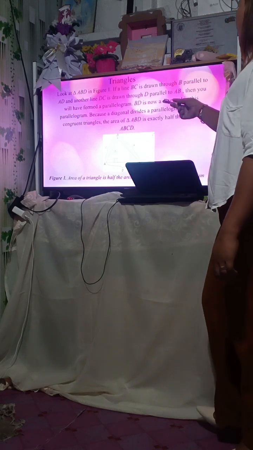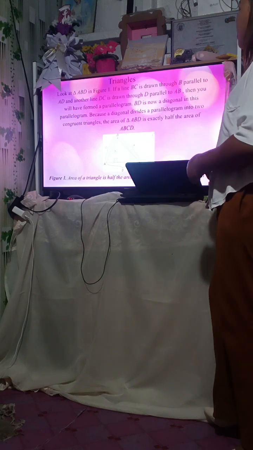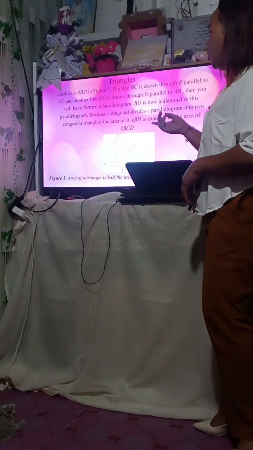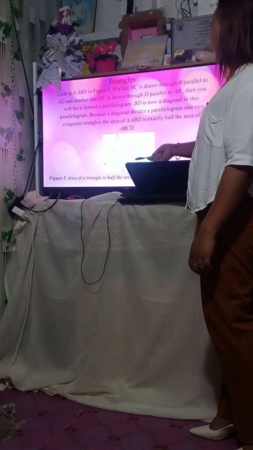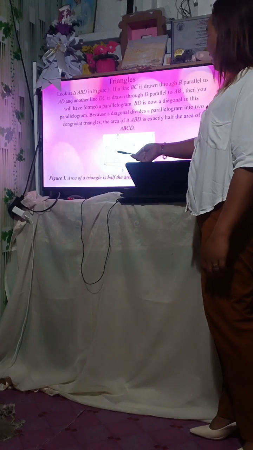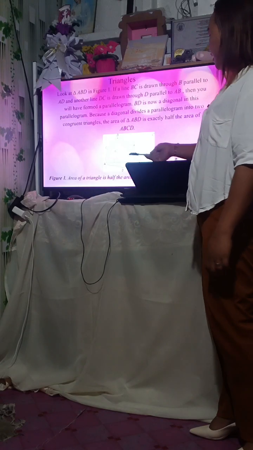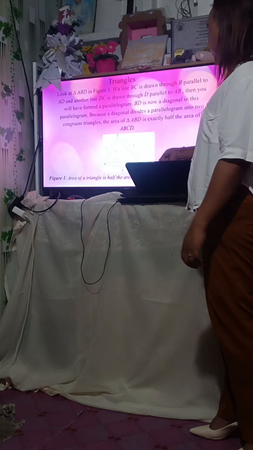So now, a diagonal in this parallelogram. Because a diagonal divides a parallelogram into two congruent triangles, the area of the triangle ABD is exactly half of the area of the parallelogram ABCD. Tama, half lang siya ng buong parallelogram.